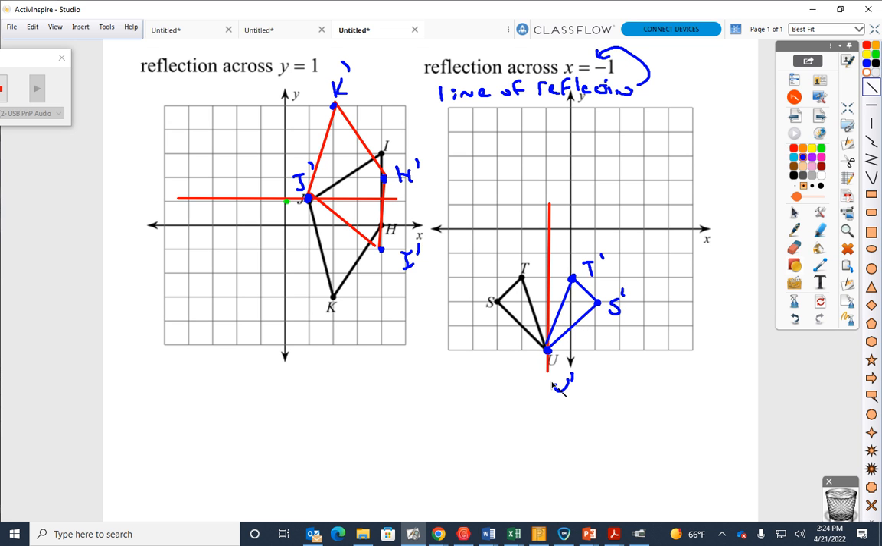You're not reflecting over an axis. I only put two like this on your worksheet. You're going to reflect over a line of reflection that crosses the axis at those points. Make sense? Yes, no, sort of? A little bit? Sort of.